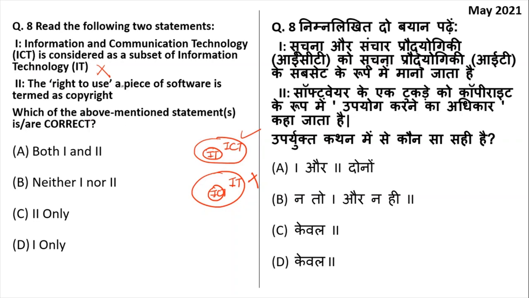The right to use a piece of software is termed as copyright. So this statement is correct. Hence, option C is the right answer. Only the second statement is correct.